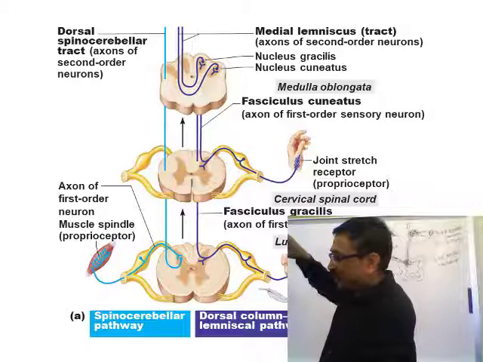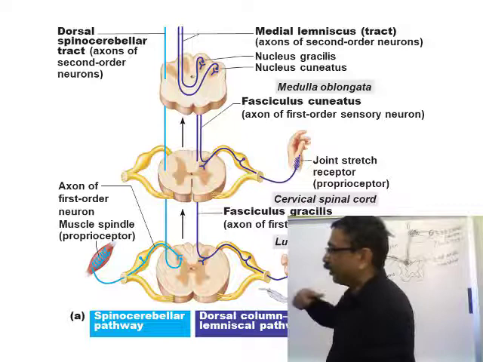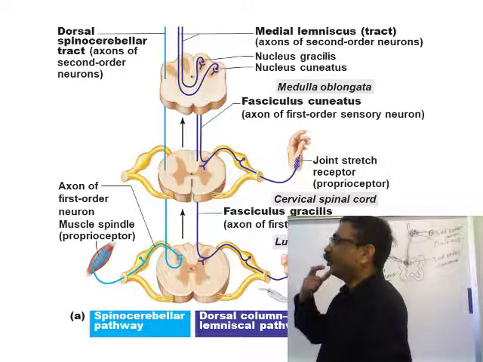Those couple will not go through the pons. But others, olfactory, those will go directly. But your taste signal will go to the brain stem, then will go to the brain.